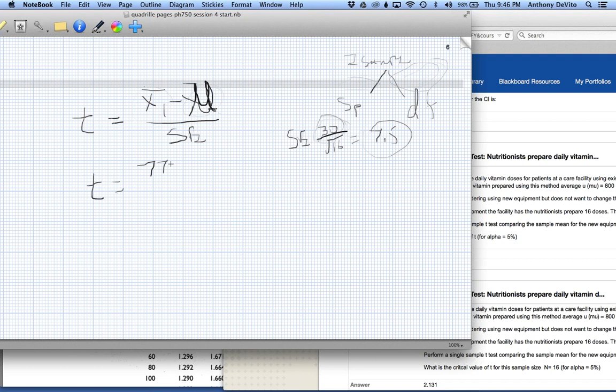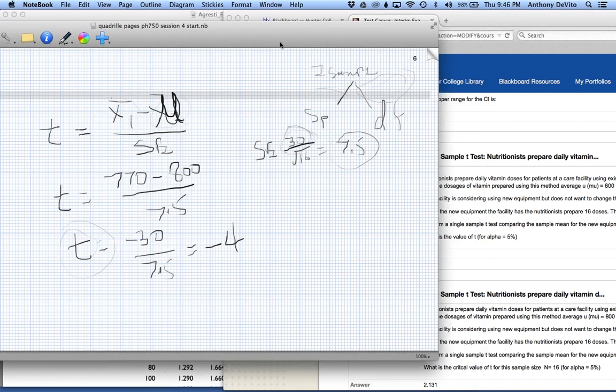So in our sample, x bar was 770. The true mean for the other machine was 800, over 7.5. So what is t equal to? T is equal to, let's see, 770 minus 800 is minus 30, over 7.5, and that's equal to minus 4. So our t-score is minus 4.